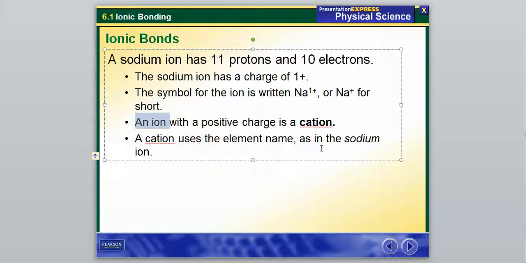If it's an anion, has a negative charge, it gets the IDE added. If it's a positive charge, it's a cation, and we do not change the name whatsoever. We just use the name of the original element. And again, positive charge for a cation, negative charge for an anion.